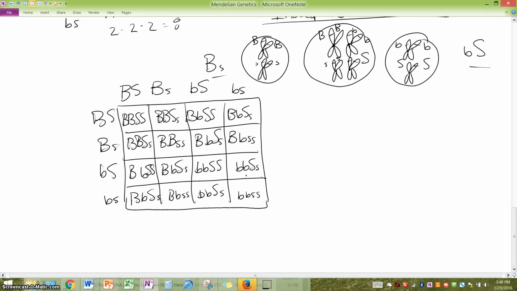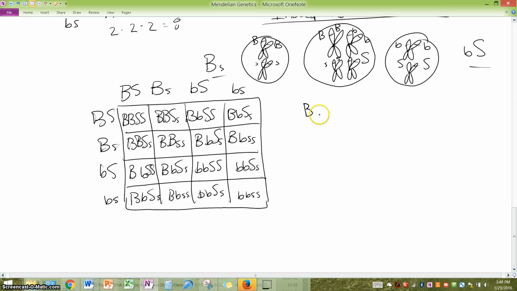Okay, so there is the completed Punnett square. Now we want to figure out what our ratio is. So you could go through and count these, but I usually like to make a key first. I'll go back and reference my key. So I'm going to do this.